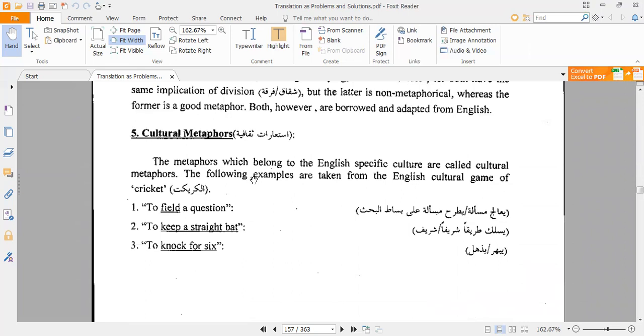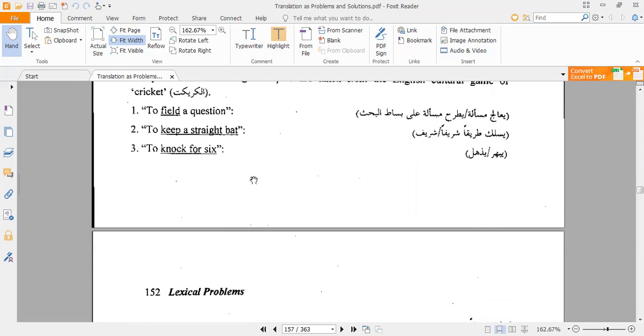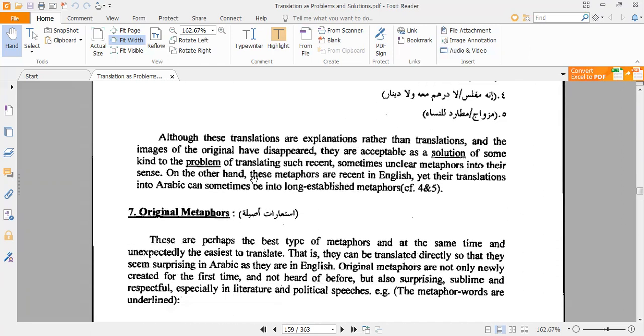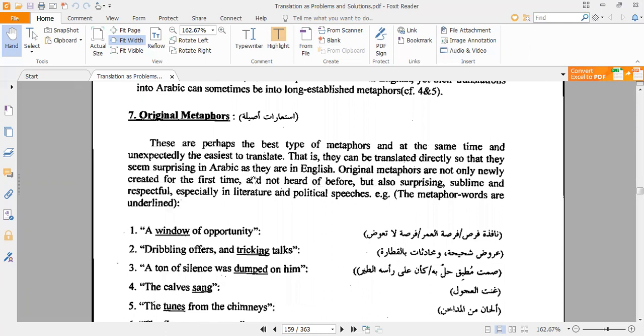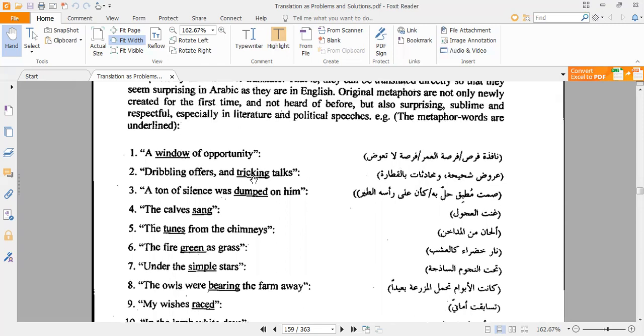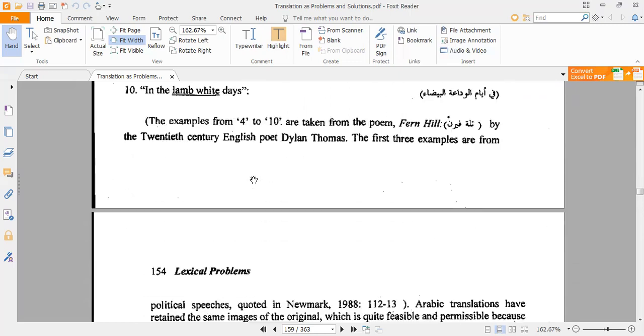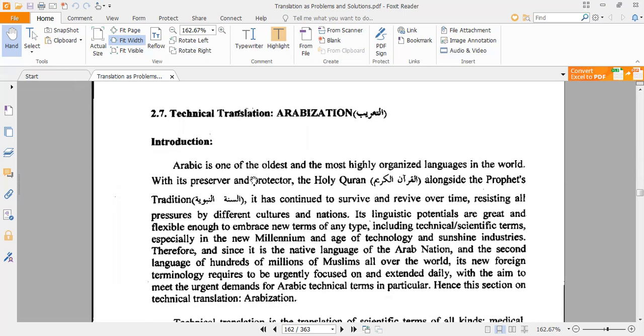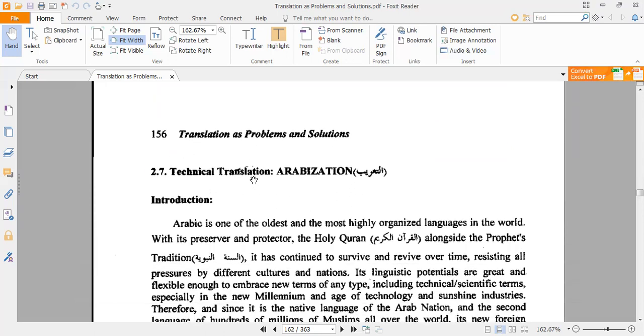The fifth type of metaphor is cultural metaphor. This type of metaphor includes a cultural reference. Also, recent metaphor is a newly coined metaphor in both languages, the source language and the target language. And the last type is original metaphor, and we said that this metaphor is newly coined, but it is astonishing and surprising. When you feel that this sentence is surprising and this is the first time you hear it, it is original metaphor.